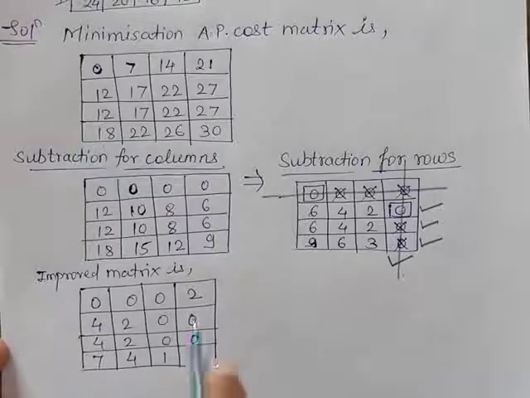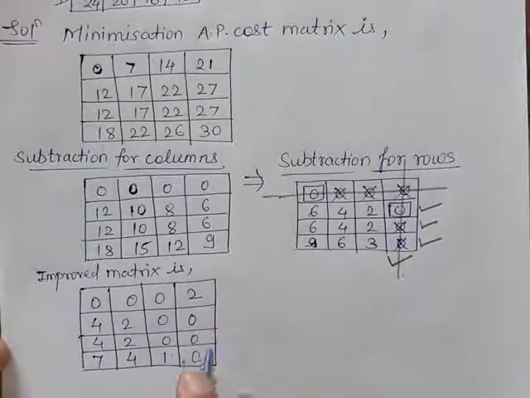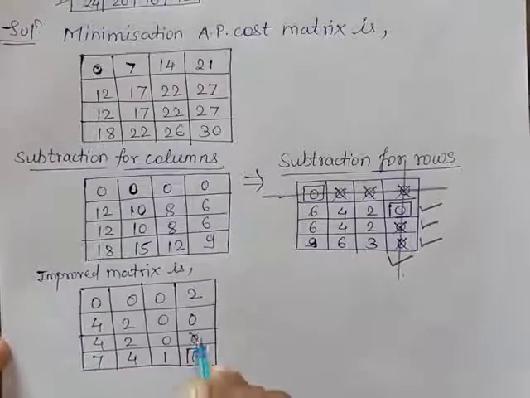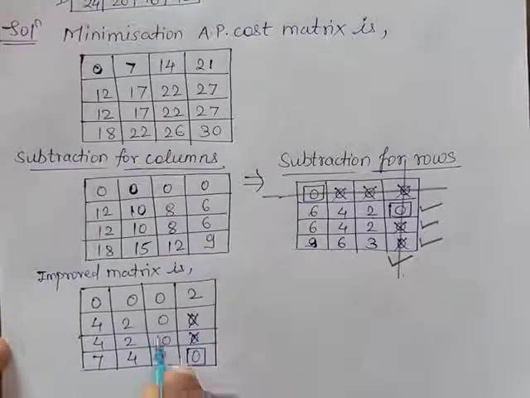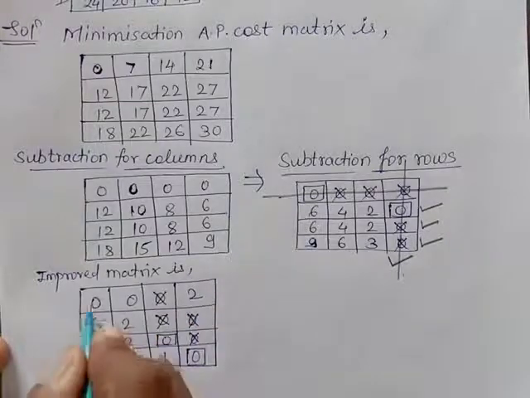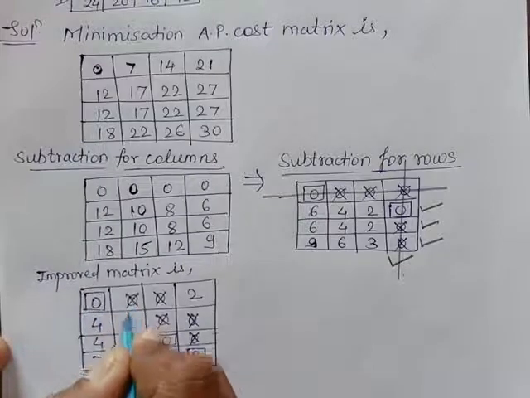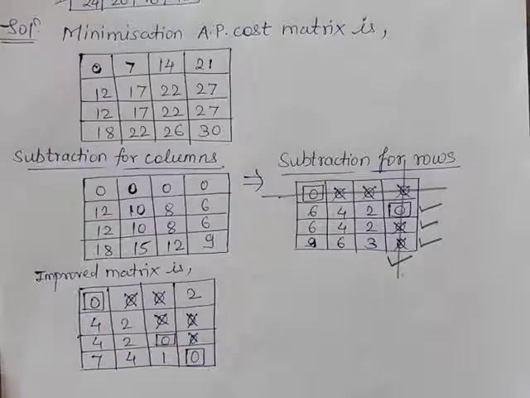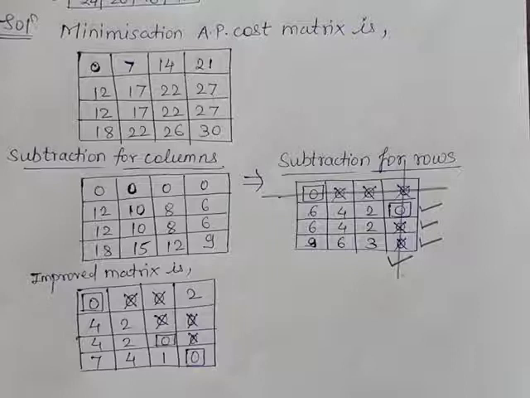So now I will do the assignments again. This row has a single 0, so let's assign it. These get crossed. This one has a single 0, so assign it. These get crossed. Now this column has a single 0, so this gets crossed. Only 3 assignments again we have done. So this is not an optimal solution again. Let's use the ticking procedure again.